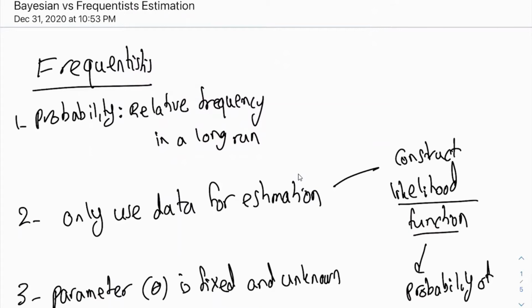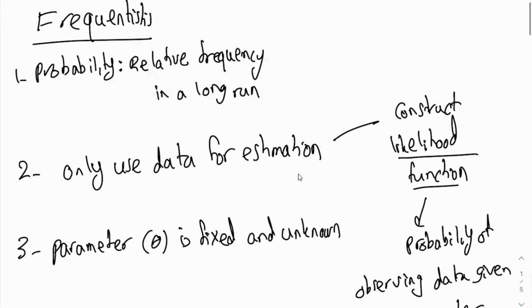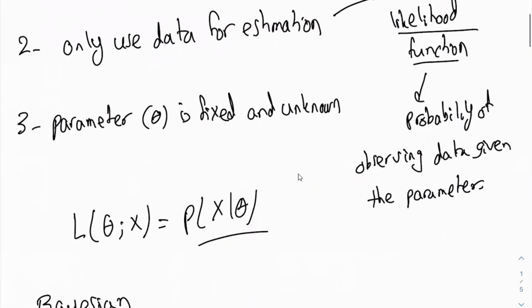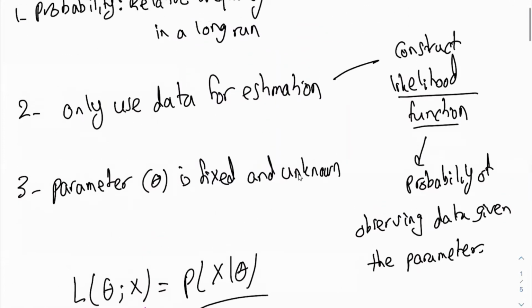So how do they construct this likelihood function, and what is this likelihood function anyway? The likelihood is the probability of observing the data given the parameter. Mathematically it is denoted by L, for likelihood, of theta semicolon x, which is the probability of x given theta: the probability of the data given the parameter.